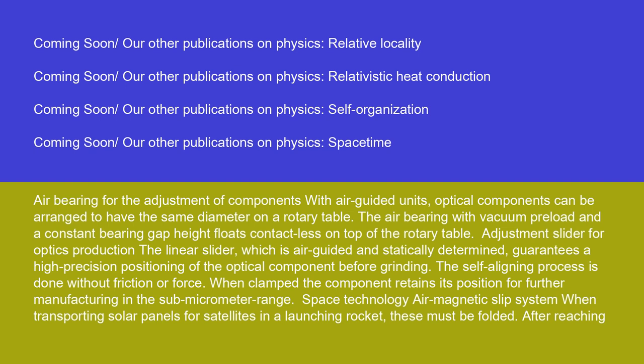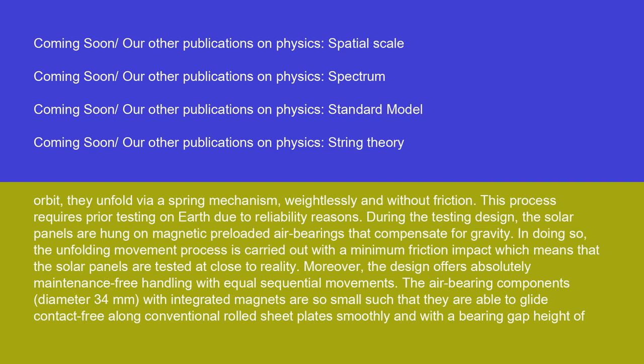Space technology: air magnetic slip system. When transporting solar panels for satellites in a launching rocket, these must be folded. After reaching orbit, they unfold via a spring mechanism, weightlessly and without friction. This process requires prior testing on Earth due to reliability reasons.